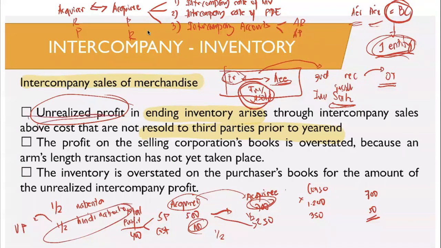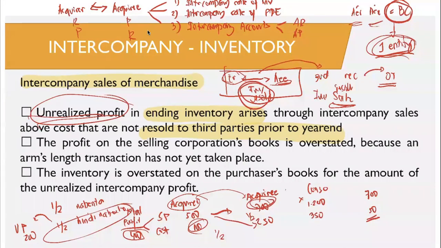So yung hindi nabenta ang tawag dyan ay unrealized profit. Out of 400, magkano ang hindi nabenta? 1/2 daw. So that is 200. Okay? So any unrealized profit should be removed. Once we remove your unrealized profit, then it would be easier for us to consolidate.